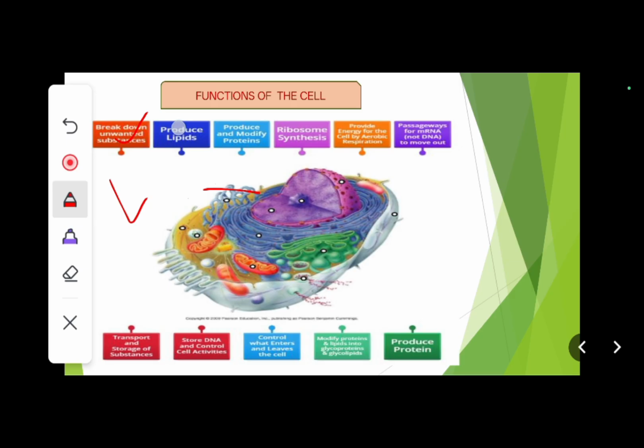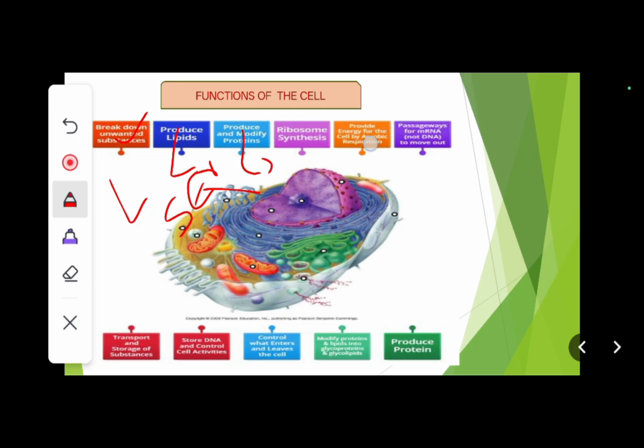Okay, then another one is lipid synthesis. It is done by the smooth endoplasmic reticulum, smooth ER. I already told you smooth ER helps in synthesizing lipids, and producing and modifying proteins. Proteins are also produced by the rough endoplasmic reticulum which contains ribosomes. Through the ribosomes it produces proteins. Then ribosome synthesis is done by the nucleolus.